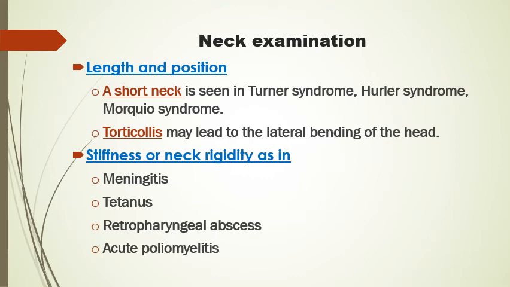I must look for torticollis, which is lateral bending of the head to one side of the neck, which may be due to presence of a mass in the neck or due to spasm or fibrosis of muscle. Stiffness or neck rigidity, which is an immobile neck or difficulty in movement of the neck during flexion or extension, is seen in cases of meningitis, tetanus, retropharyngeal abscess, acute poliomyelitis.